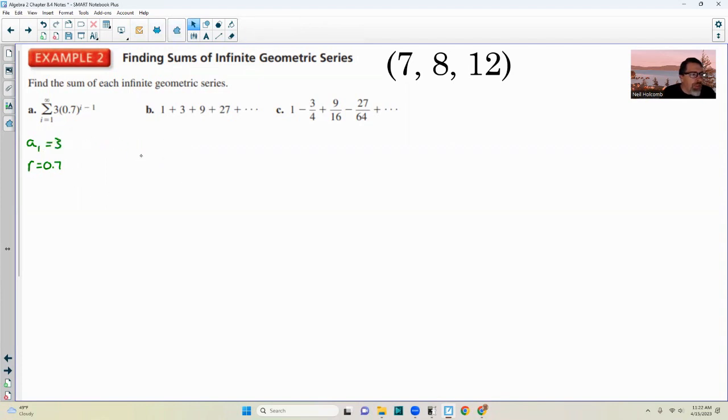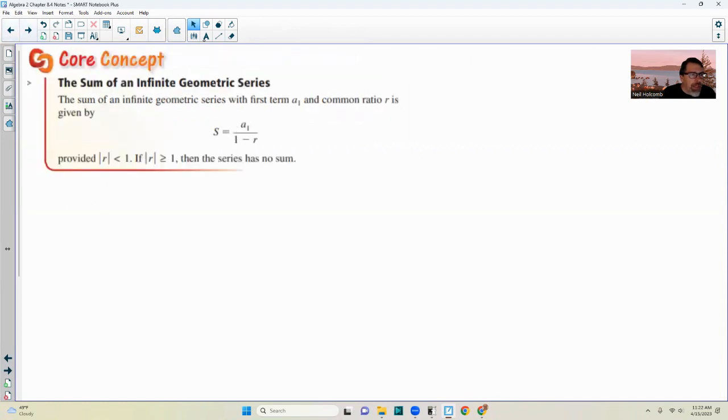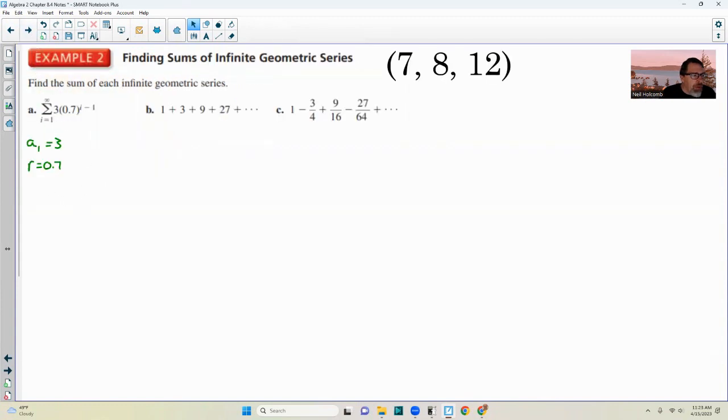And r is 0.7. So now we take our formula, and I'm going to go back and look at it. So s equals the first term divided by 1 minus the ratio. So s equals the first term, and let's write that so we remember it, over 1 minus r. So therefore s equals, so you write your formula, substitute your givens, simplify, and solve.